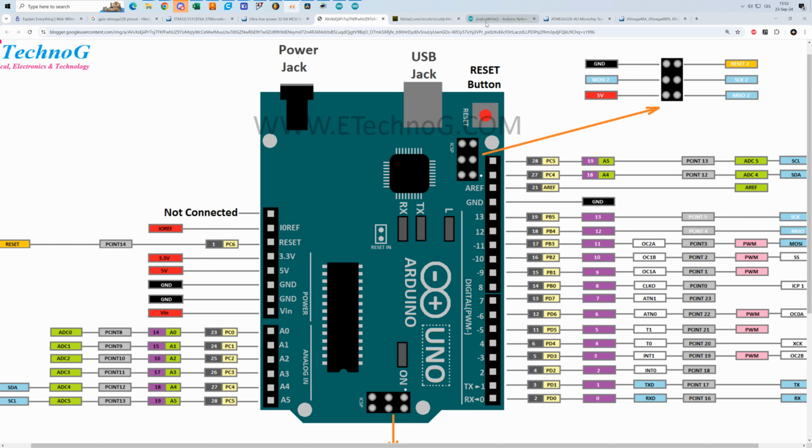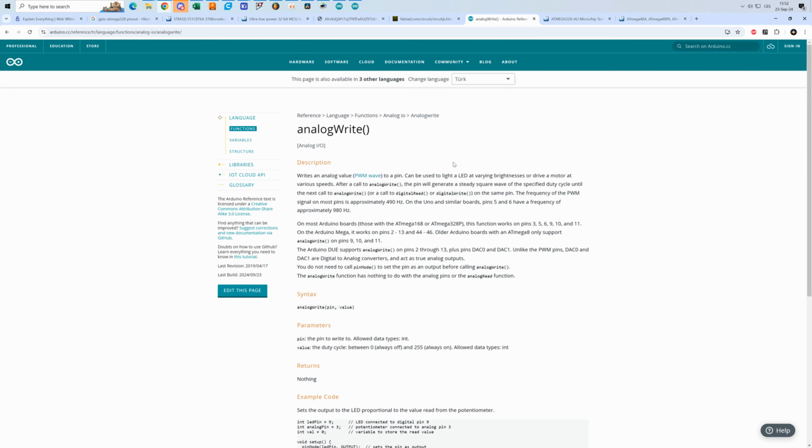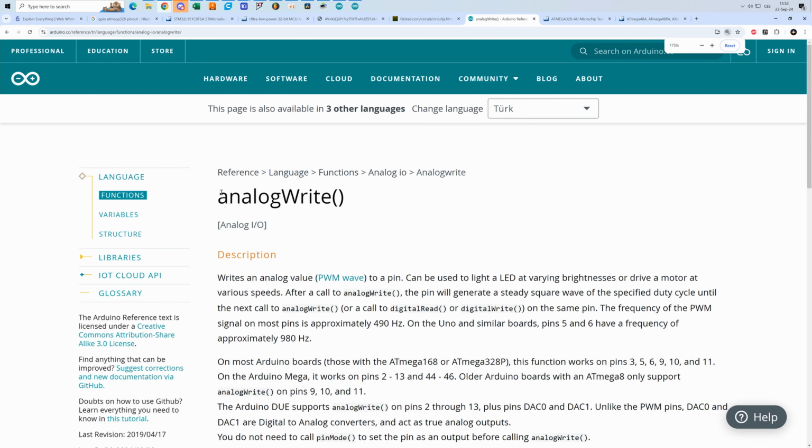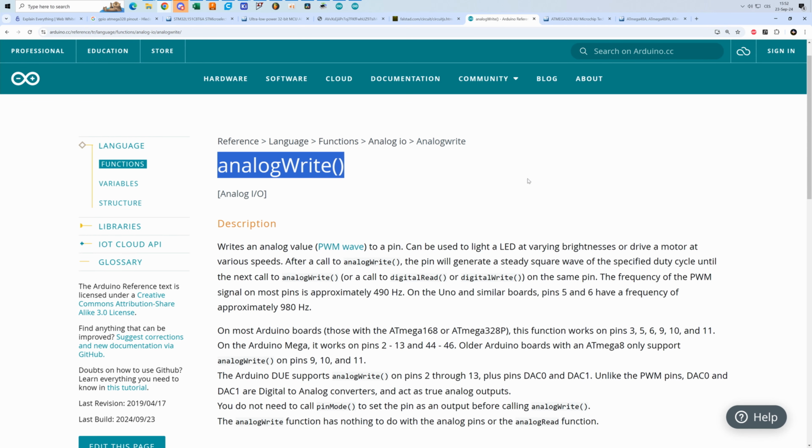But if we look in the documentation, there is this command called analogWrite, and you can use it very easily. And it sort of acts as if it can output analog voltage, but it cannot actually.